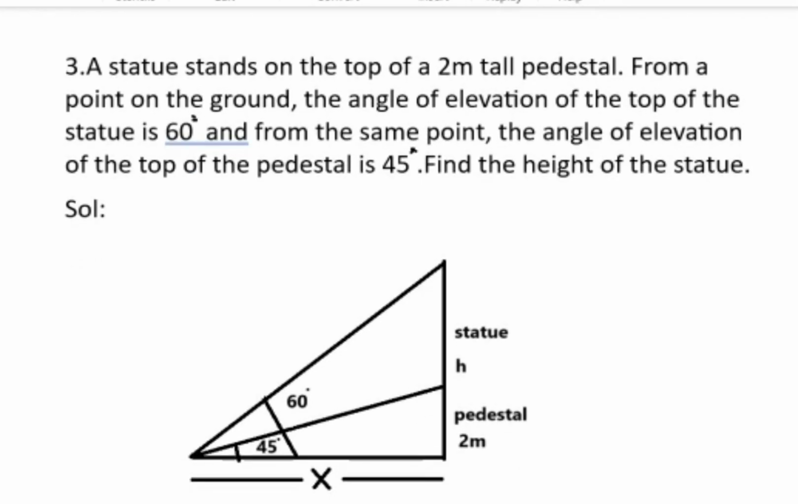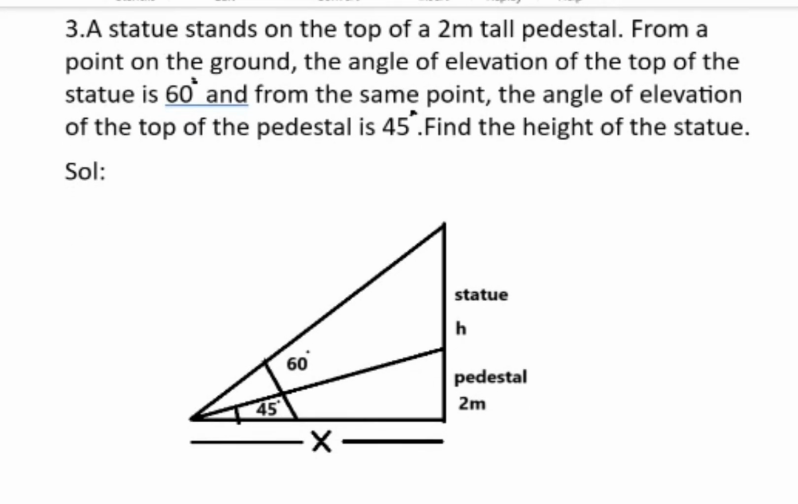A statue stands on the top of a 2 meters tall pedestal. From a point on the ground, the angle of elevation of the top of the statue is 60 degrees, and from the same point the angle of elevation of the top of the pedestal is 45 degrees. Find the height of the statue. Understand the question and draw a figure.